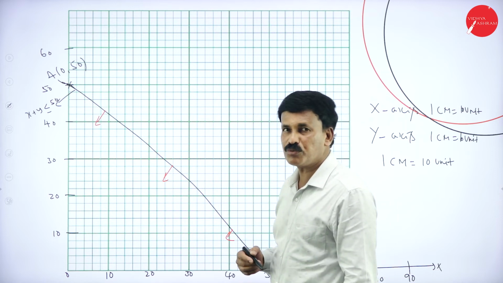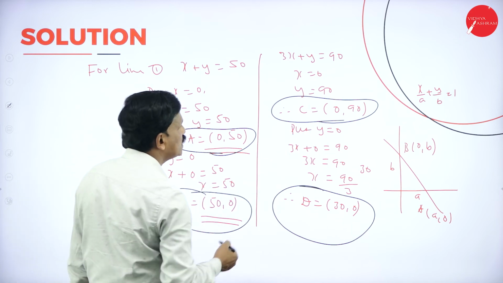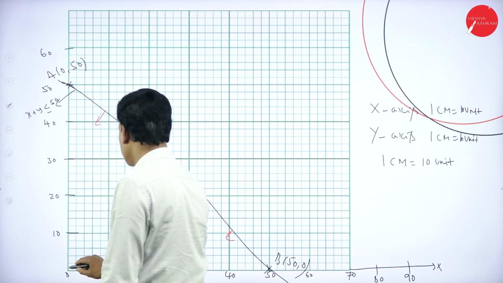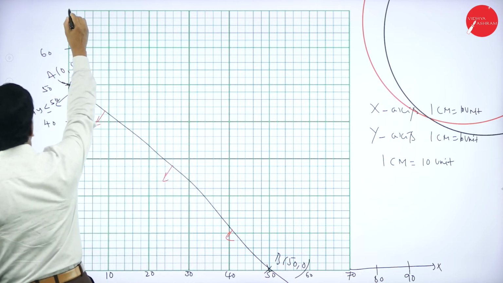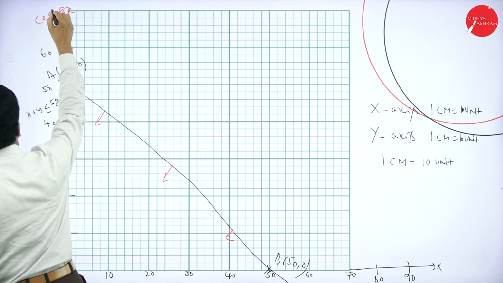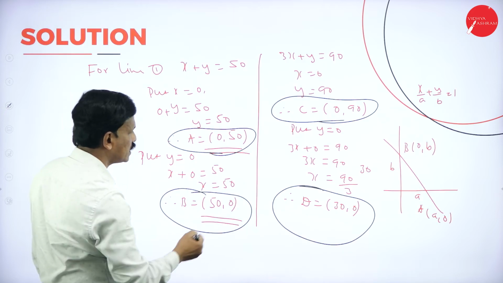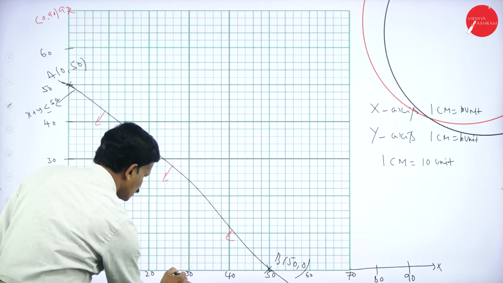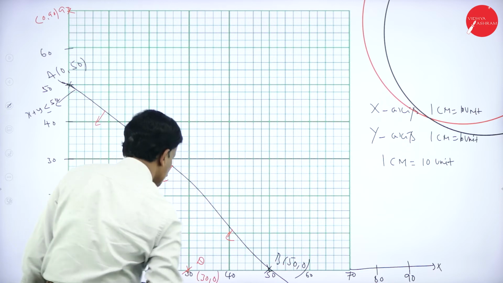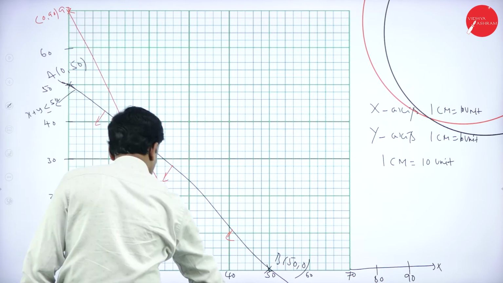Now come to the second point. What is the second point? We have C. For the second line, C is 0, comma 90. x is 0, y is equal to 90. Let me consider this as 90. And again D is 30, comma 0. This is D. Now draw a straight line. So I will draw a line like this.